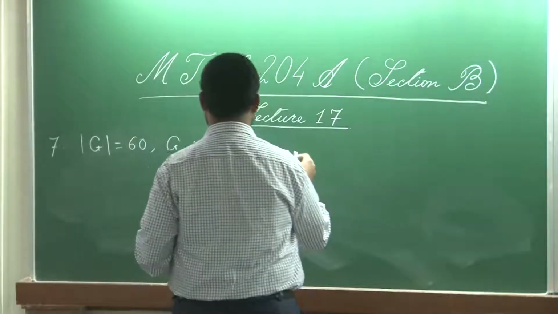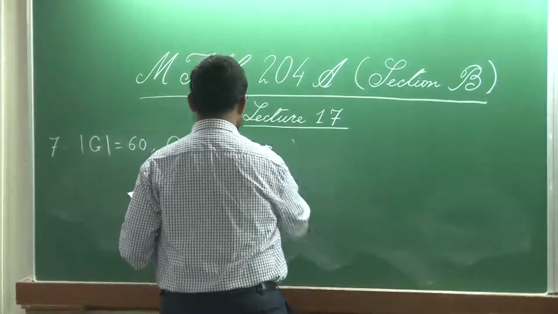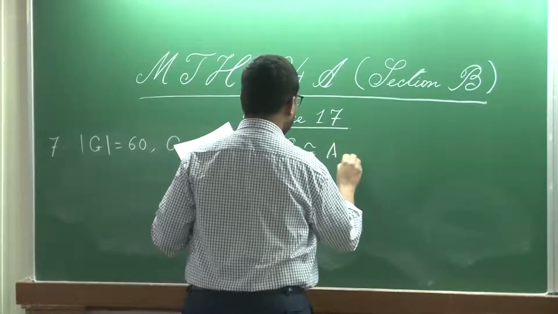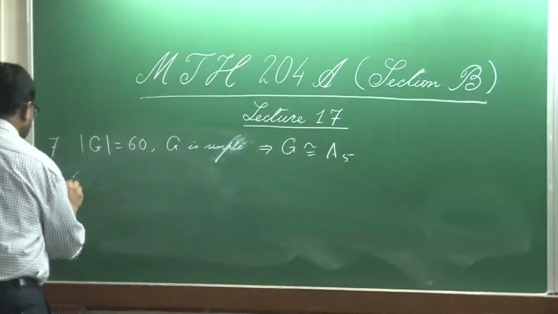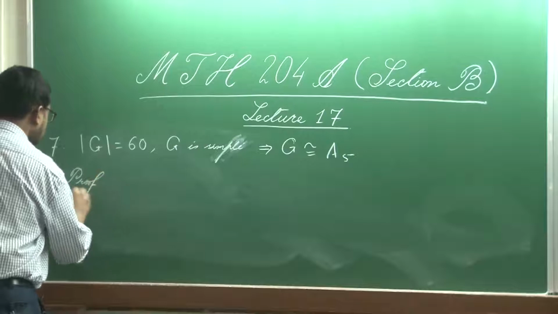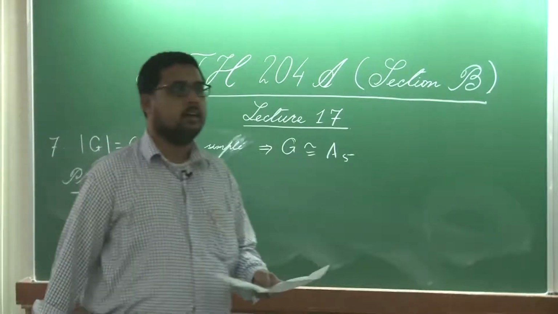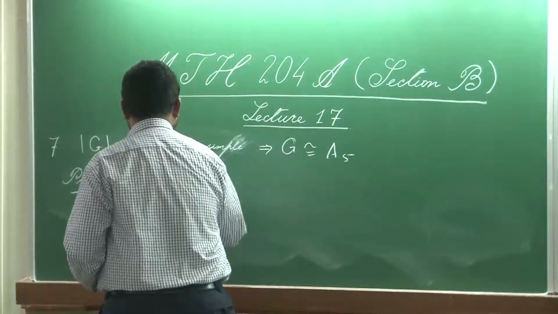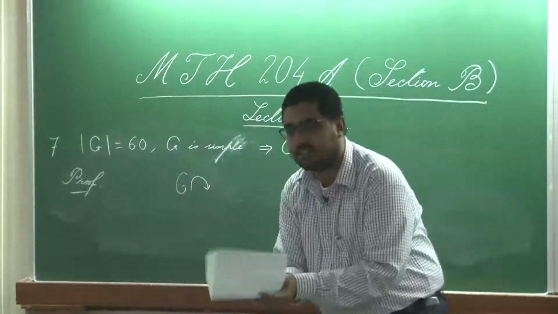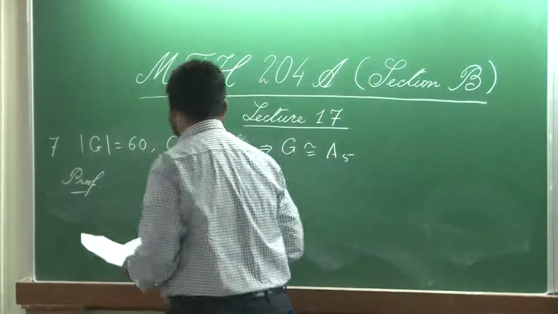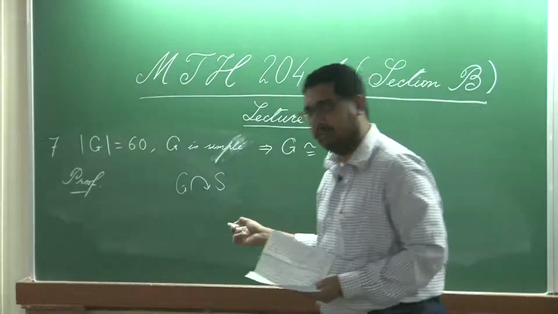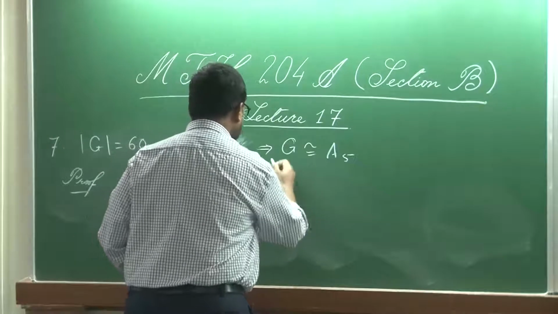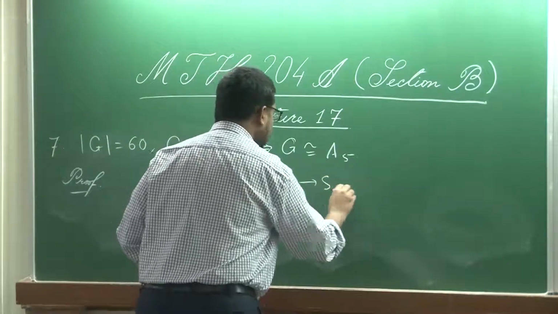So, this says that G must be isomorphic to A5. How to prove this? Our strategy would be the following. We will try to find a suitable set X consisting of 5 elements on which G acts and the action is transitive. Suppose I can do that, then this action will yield a homomorphism from G to S5.